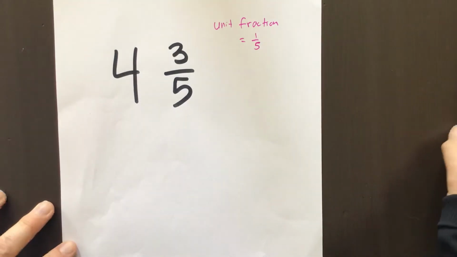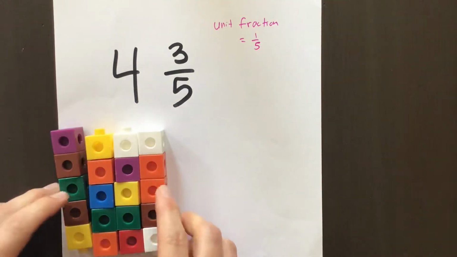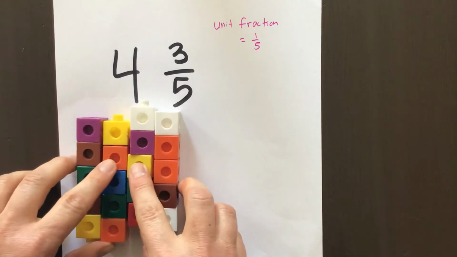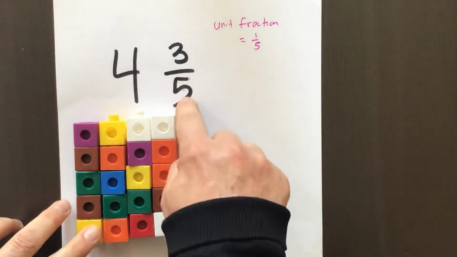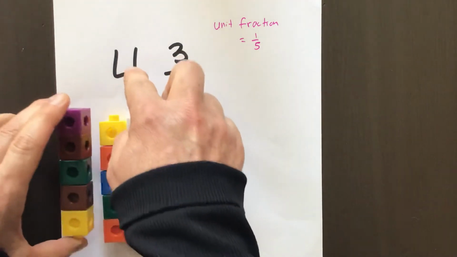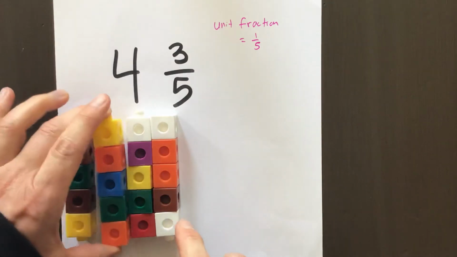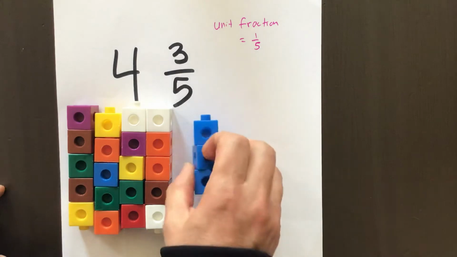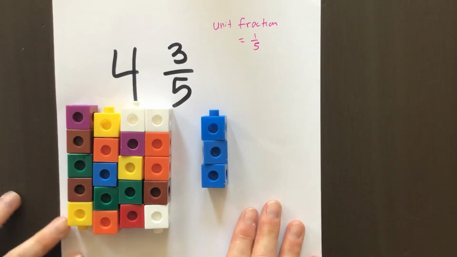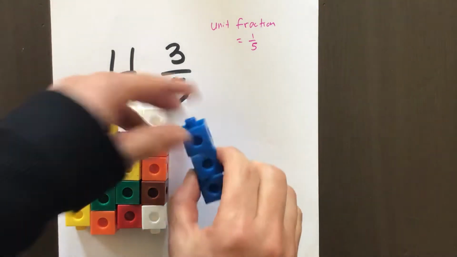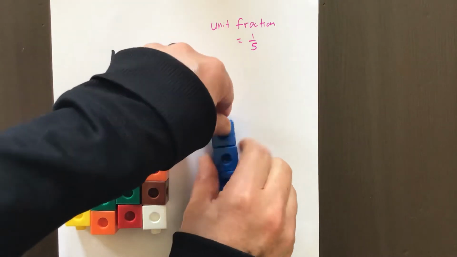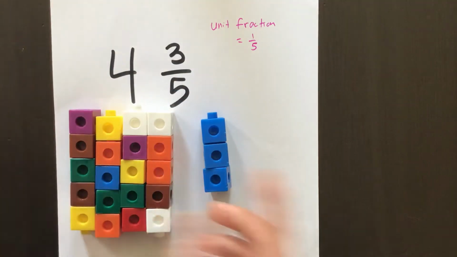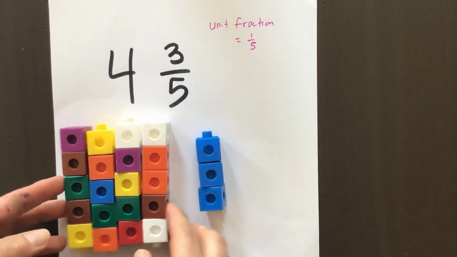So what does that look like if we wanted to show it with some blocks? We have 4 groups of 5/5. Each one of these is my whole. So this is 5/5, this is 5/5, this is 5/5. So I have 4 of them, and I have 3 fractions, 3 1/5. So each of these is 1 out of 5. So here's what it looks like in blocks, 4 and 3/5, right?